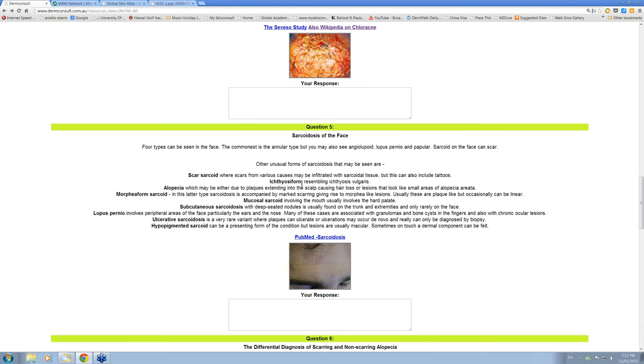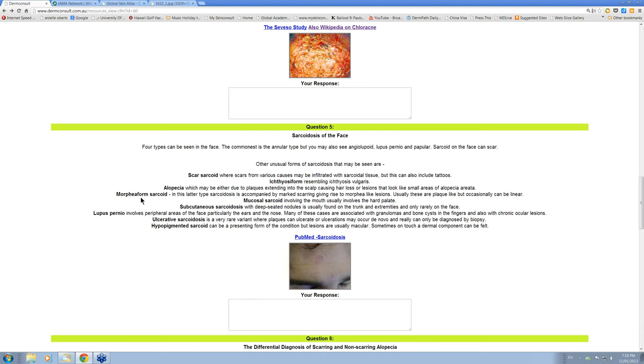There's an ichthyosiform variant of sarcoidosis, and that looks like ichthyosis vulgaris. So they're presenting with a skin-colored scaly eruption. You don't normally think of sarcoid in those circumstances, but there is this ichthyosiform variant. Then there's alopecia. Now, that can either be due to plaques extending into the scalp giving hair loss, or lesions that look like small areas of alopecia areata.